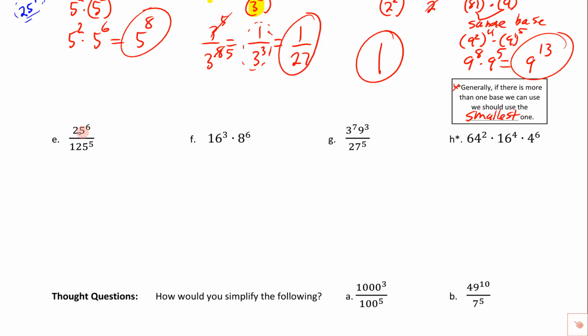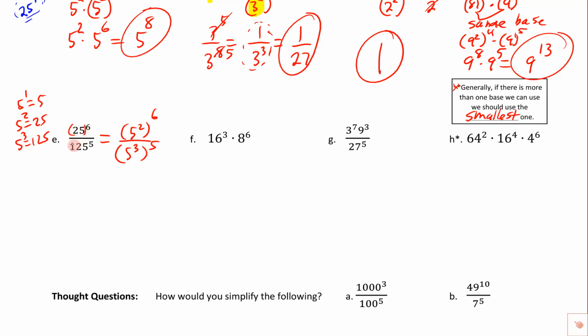We've got 25 to the 6th and 125 to the 5th. Now I'm hoping that you recognize that we actually have to change both of these. We can write both of those as a power of 5. So remember, 5 to the 1st is 5, 5 to the 2nd is 25, and 5 to the 3rd is 125. So here's what we're going to do. Where there's a 25, we're going to write 5 squared to the 6th. Where there's a 125, we're going to write 5 to the 3rd to the 5th.